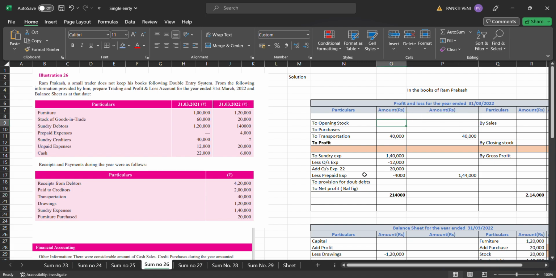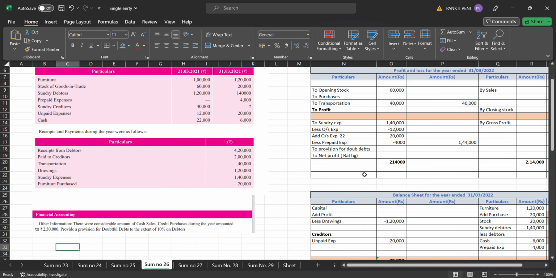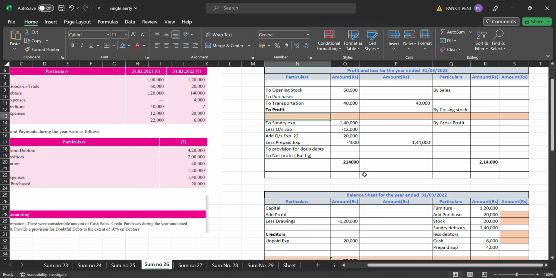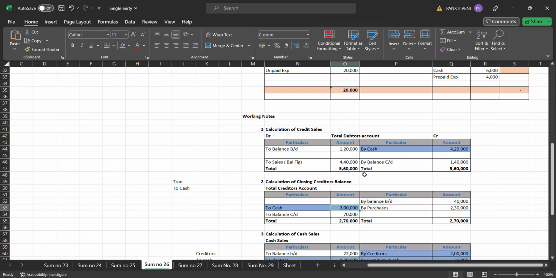Opening stock details I can take from the opening balance sheet, that is 60,000. Purchases they have given to me in the question. If you see the last line, they have given that the credit purchases during the year amounted to 2,30,000. So one entry I'll show here. It is credit, so it will not come under cash. Instead, it will come under the creditors account.